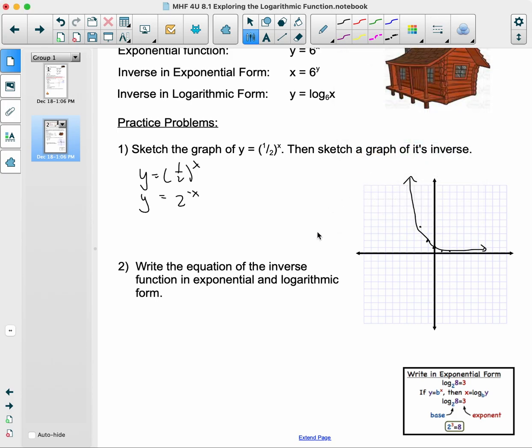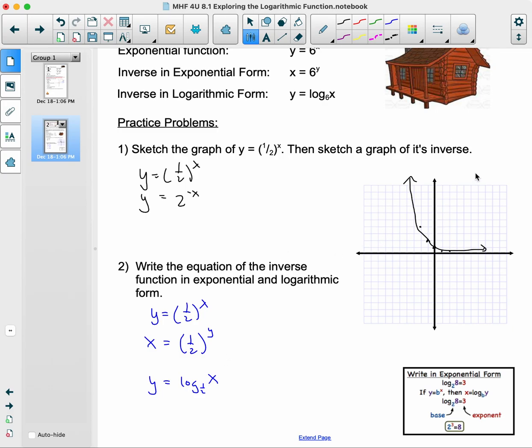Okay, so it's telling me to write the equation of the inverse function in exponential and in logarithmic form. Okay, so we started here: y equals 1/2 to the power of x. So now I'm going to go x equals 1/2 to the power of y, okay? And then when you go to write it in logarithmic form, again, just follow the pattern. So you're going to put your y over here. The base of my logarithm is 1/2, and that's okay. And then the x goes there. Okay, so that's it written in logarithmic form.